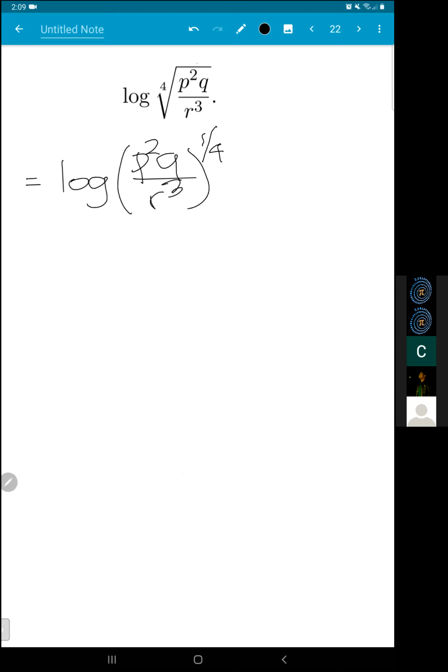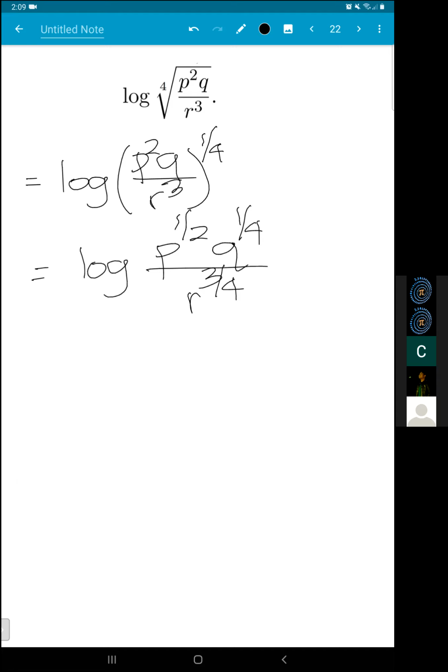So we will have, okay, if we multiply everything by 1/4, we'll have log of p to the 1/2, q to the 1/4, over r to the 3/4. And then split the factors. When you have multiplication, you convert it to addition. And when you have division, you convert it to subtraction.